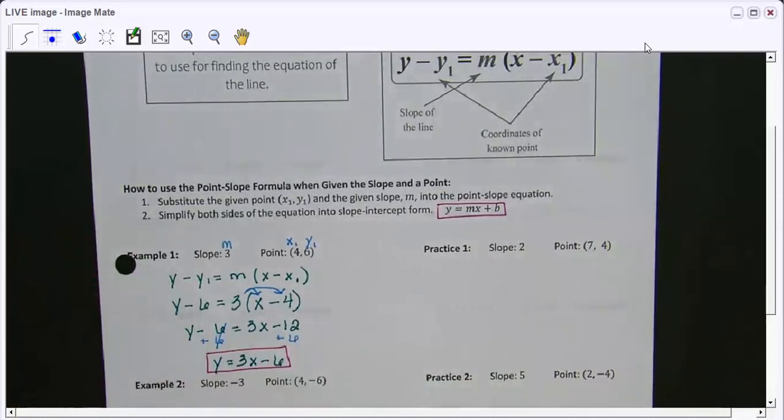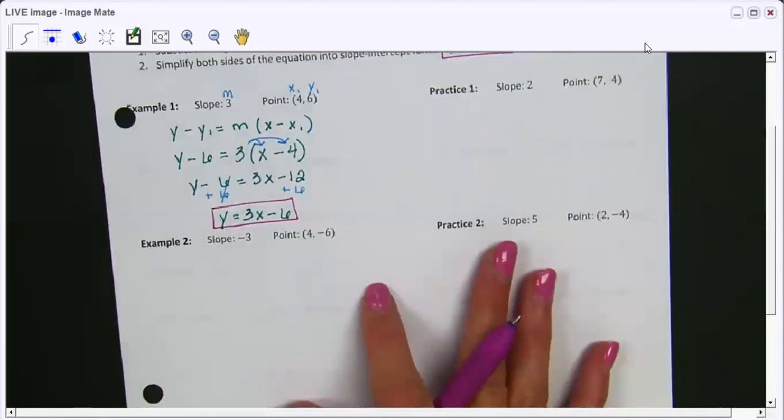All right. I want to go down and do example 2 here before we do the practice, unless if you've already started the practice, that's okay. But I want to do example 2, and then I want you to do practice 1 and 2 on your own. So let's come down here to example 2.